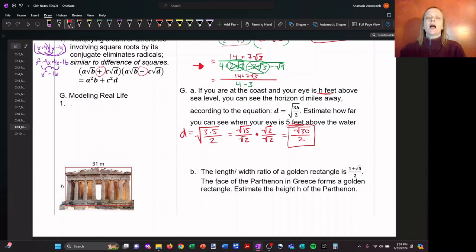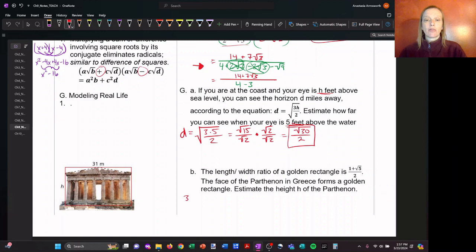How about a golden rectangle problem? The length to width ratio of a golden rectangle is 1 plus the square root of 5, the quantity, divided by 2. And we're told that this Parthenon in Greece, the front face of it, forms a golden rectangle, and we're supposed to use this information to estimate the height of the Parthenon. And we'll set this up the way we learned in chapter 1, as a proportion, setting two ratios equal to each other.